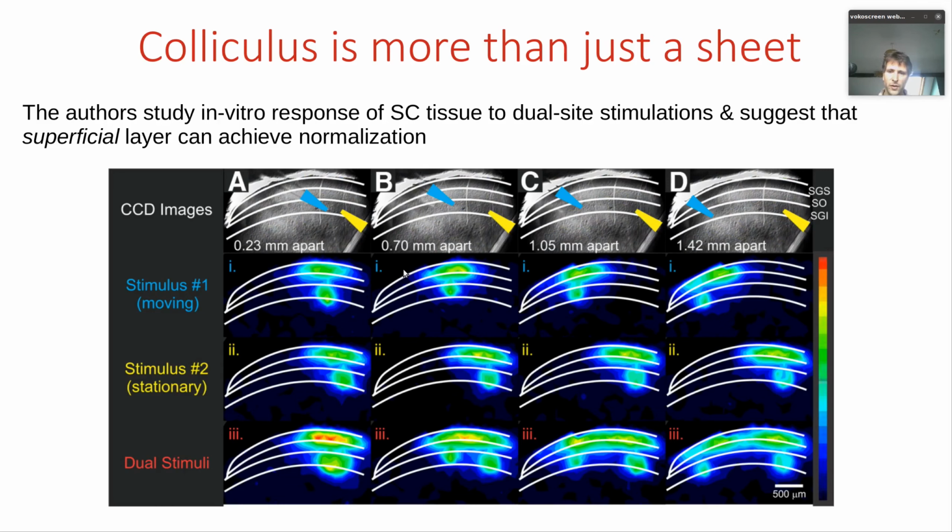So this is a recap of some of the results, but the main difference in this paper is that they stimulate in 2 locations at once, and they show that from the 2 deeper layer stimulations that they make, they get a kind of averaging of the position in the superficial layer. So those are quite nice to look at, and they give you a sense that the colliculus really is more than just a simple sheet of neurons that some of the models reduce it down to.